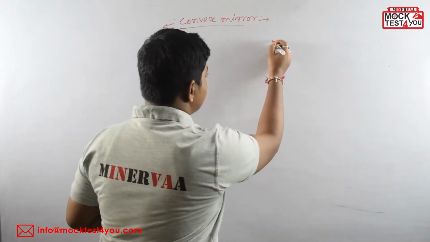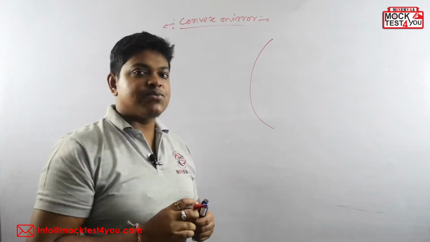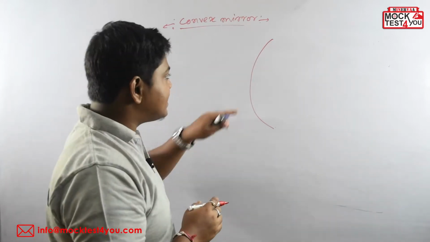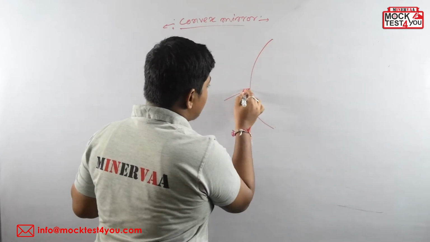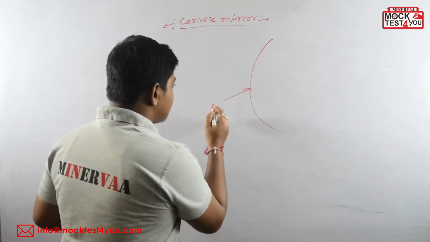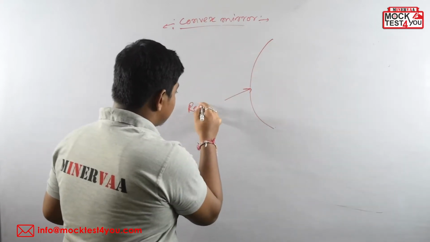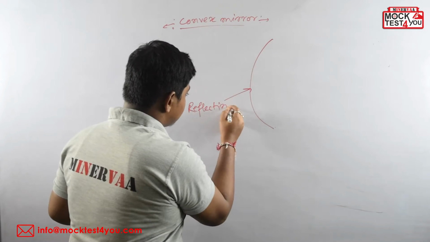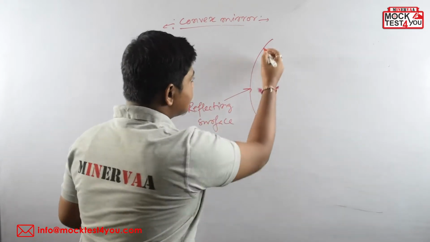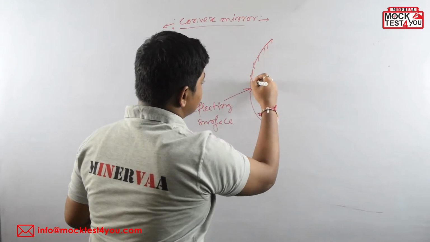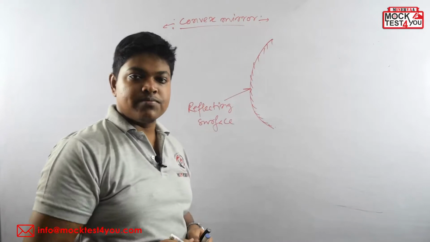A convex mirror will look like this, and in this case it will be the reverse form of the concave mirror. So the reflecting surface will be the outward surface. That means the outward portion of this mirror will act as a reflecting surface, right? And the inward portion will be silver coated. That means the light cannot pass through that portion, right?